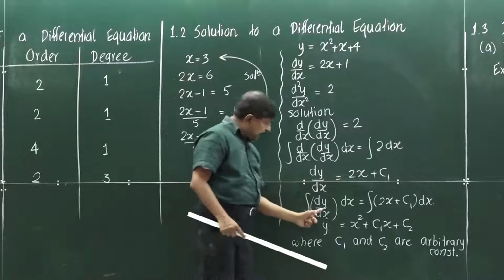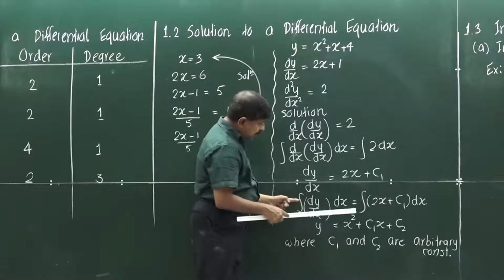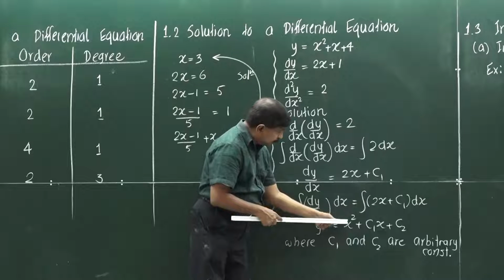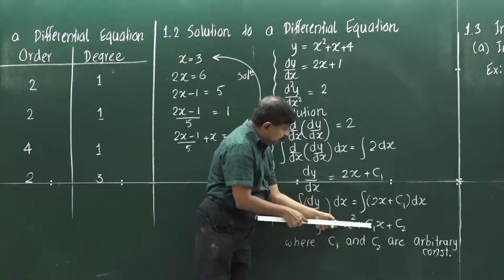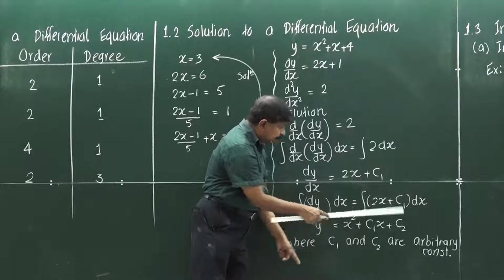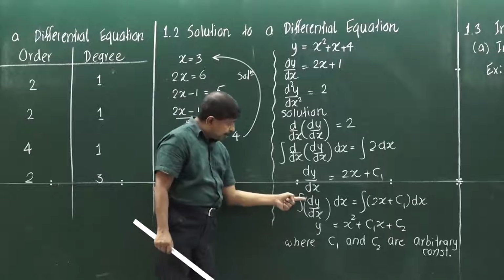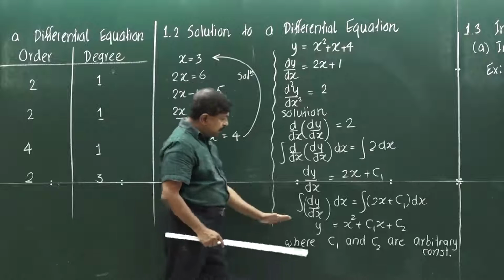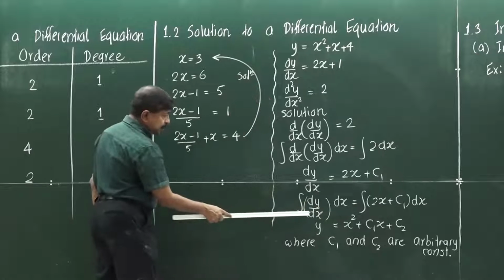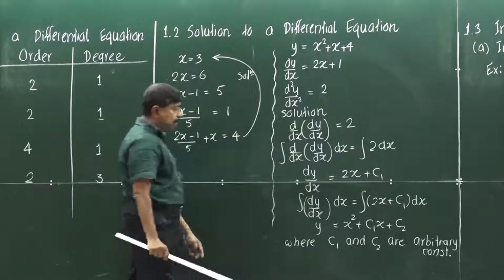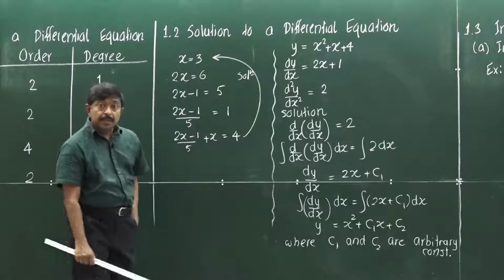Now, again if you integrate this, you will end up with, from this you get x squared, from this you get c1x, and you get some arbitrary constant c2. From the left hand side you get y. Now, this is the function. Here c1 and c2 are arbitrary constants. Now, you have a little problem.